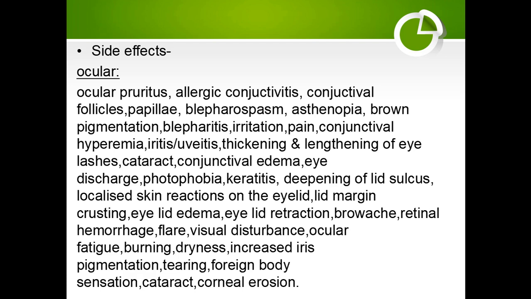Keratitis. Keratitis is inflammation of the cornea. Deepening of lid sulcus, localized skin reactions on the eyelid, lid margin crusting, eyelid edema, eyelid retraction. Lid retraction is nothing but abnormally high resting position of eyelid. Brow ache, retinal hemorrhage, flare. Flare is nothing but worsening of the disease condition. Visual disturbance, ocular fatigue, burning, dryness, increased iris pigmentation, tearing, crying. Tearing is nothing but crying. Foreign body sensation, cataract, corneal erosion.